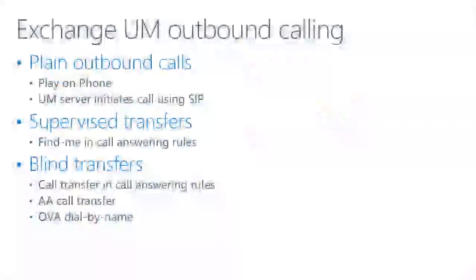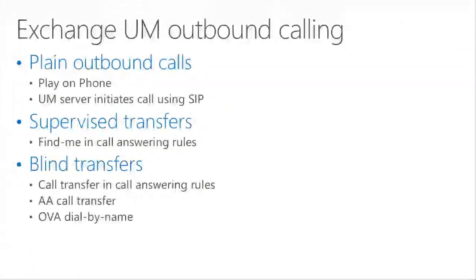All right, let's talk a little bit about call routing. So I mentioned earlier that Exchange can place outbound calls. It can do that in three ways. First of all, does everybody here know the difference between a supervised and a blind transfer?